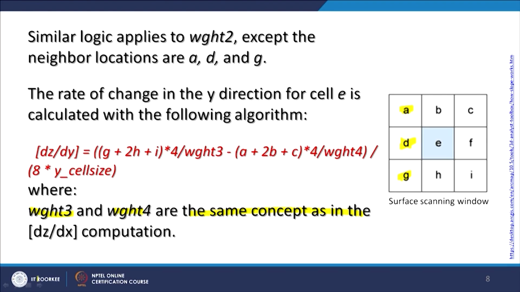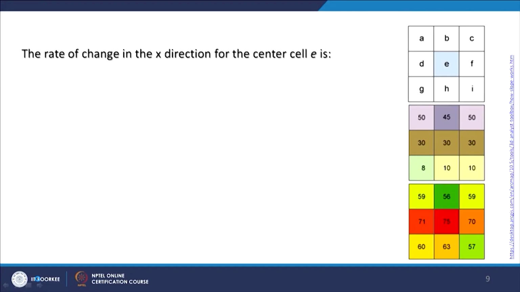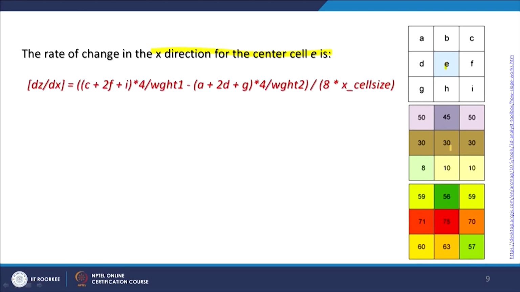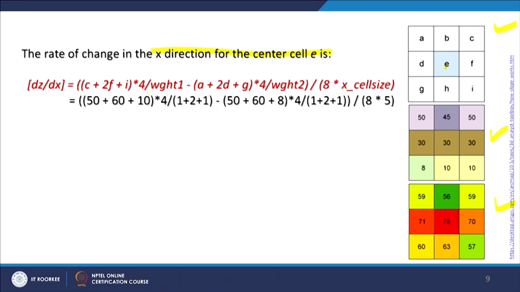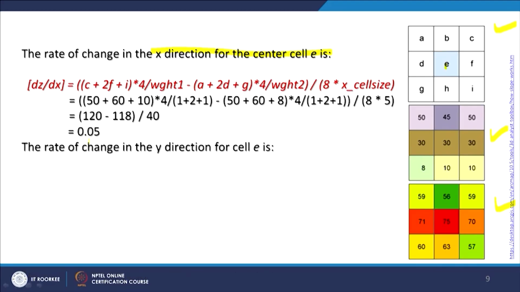the x calculation. Now it is for the y calculation. Now, this rate of change in x direction for the center cell E, we can also observe in this example: this is my kernel, the top one, this is my input digital elevation model, and this is my output. If these values are substituted in the above equation in red color, then this is what the calculation will end with, and ultimately we get 0.05 in one direction.